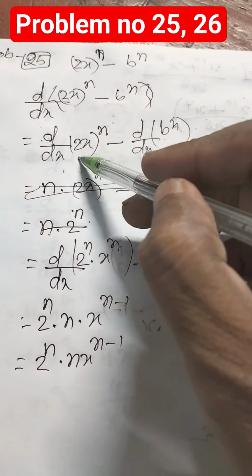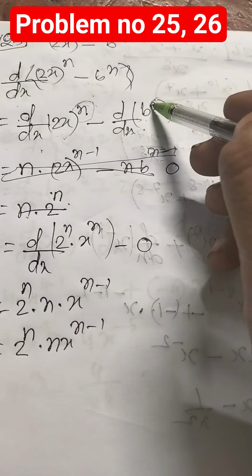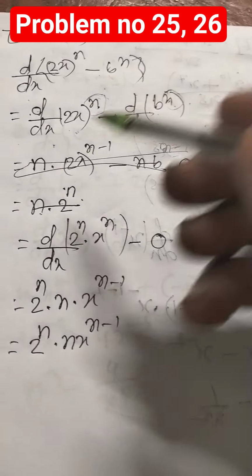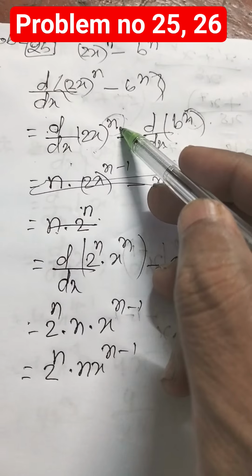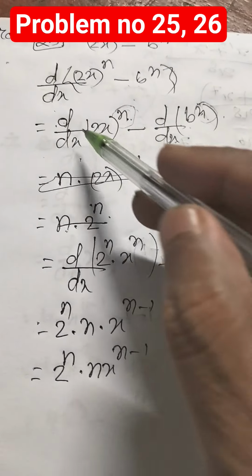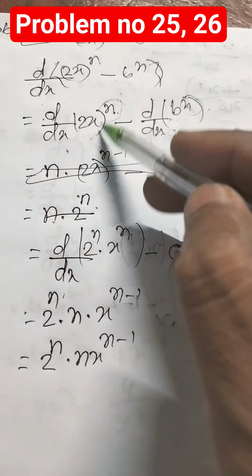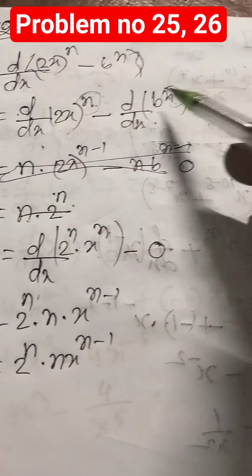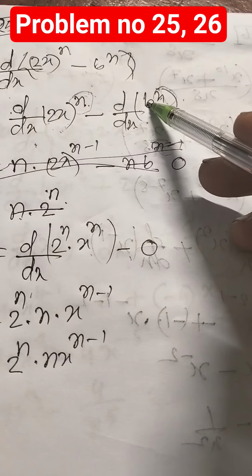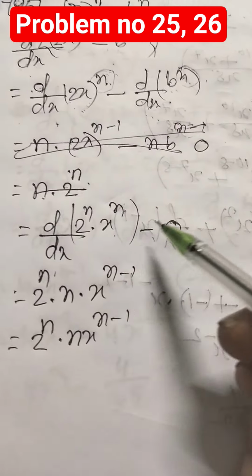Now, x to the power n. Here the power is n, so we will see the formula is n into x to the power n minus 1. So d/dx of 2 to the power n x to the power n minus, since b is constant with respect to x, d/dx of b to the power n equals 0.